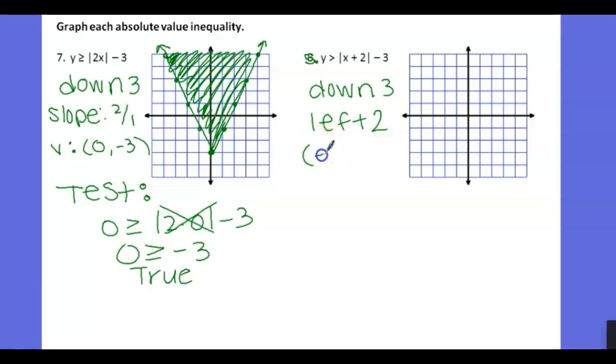For the next example, our graph is shifted down 3 and left 2, making my vertex -2, -3. So we're going to go over to our graph and plot our vertex point, -2, -3. The slope is up 1, right 1, or up 1, left 1. And then this time, because my graph is greater than, but not equal to, my line connecting each of those dots has to be dashed.